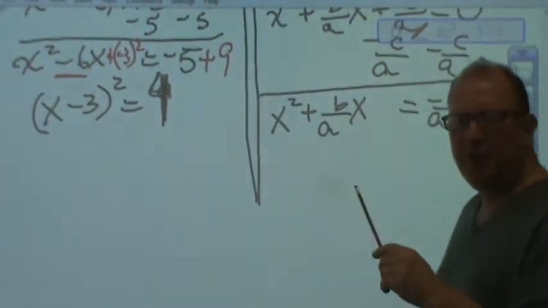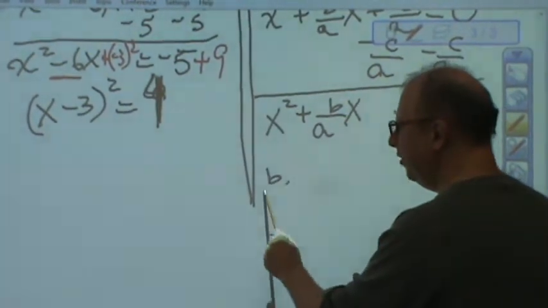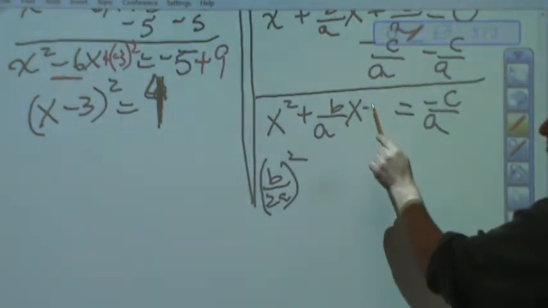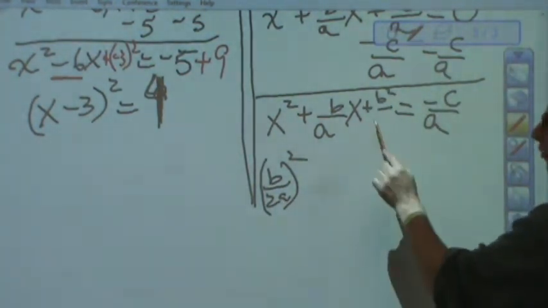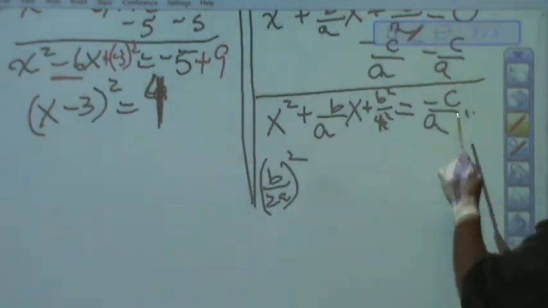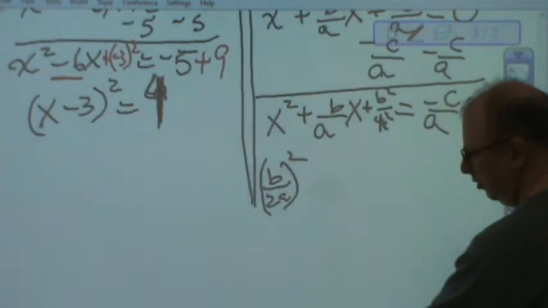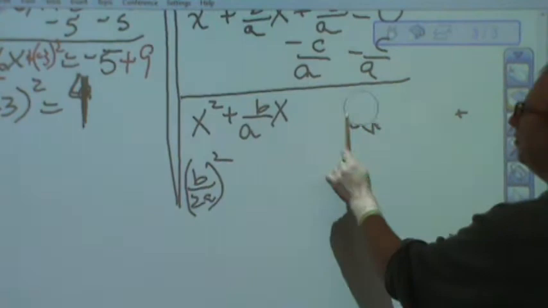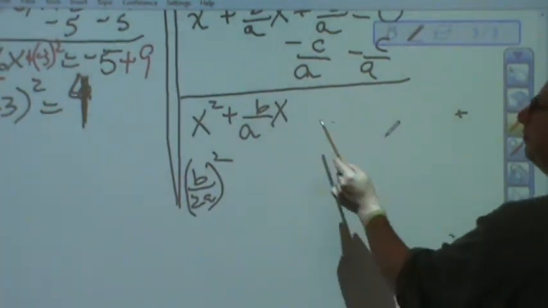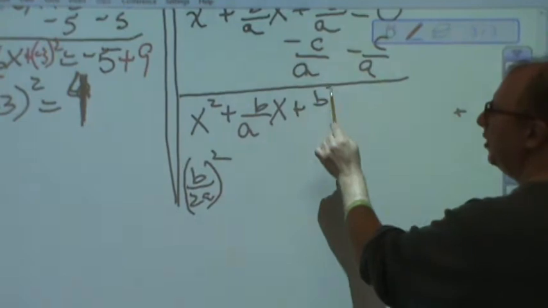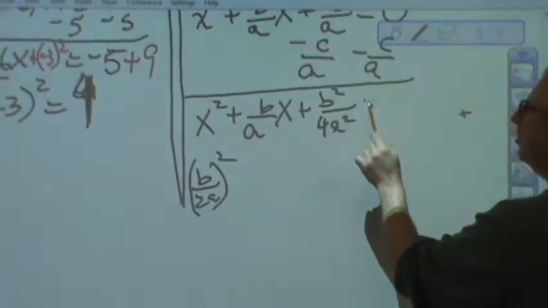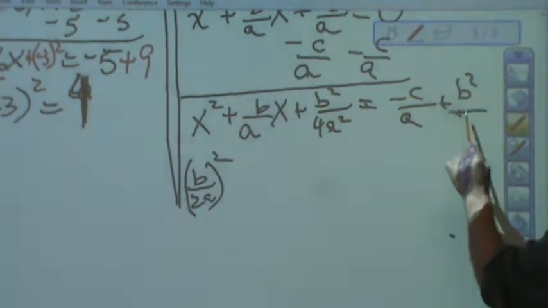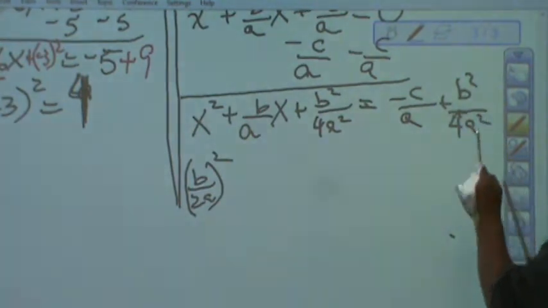I'm going to take b over a divided by 2. So now I have b over 2a, and square it. So if that's the case, I have b squared over 4a squared on this side, and since I had negative c over a already, plus b squared over 4a squared on this side.